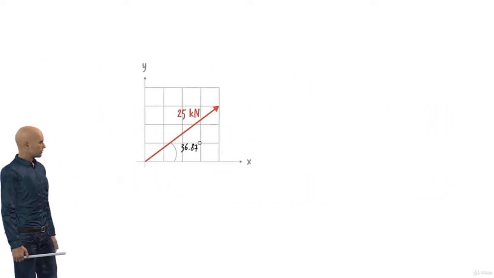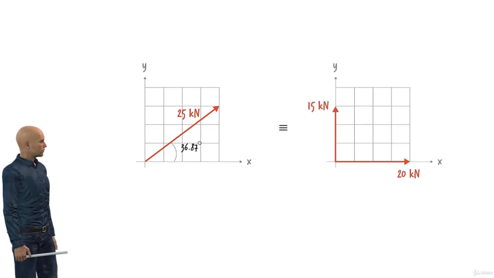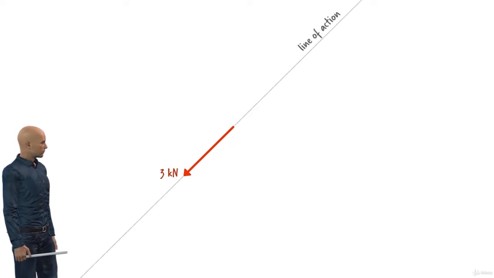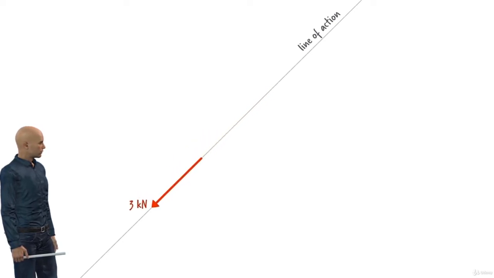So we can replace this vector with these component vectors and vice versa. Now consider this force vector. Here is the line of action of the vector. It is important to note that no matter where the vector is located on its line of action, we get the same x and y components for the force.